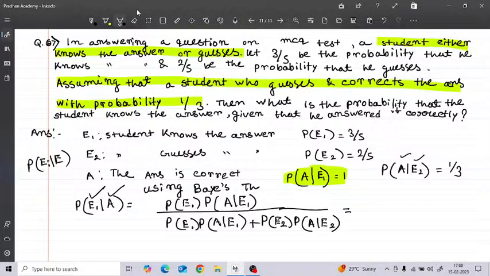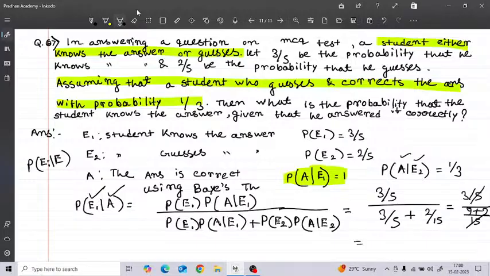So after putting the values, I will get 3 by 5 plus 2 by 15, that is 3, so 9 by 11.